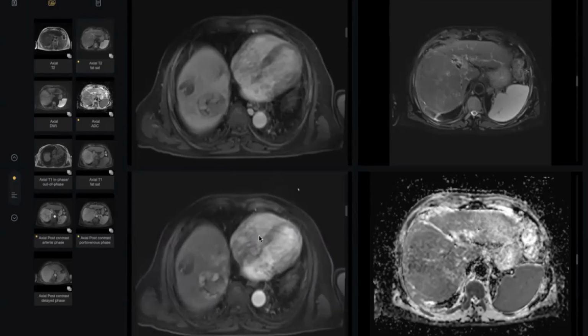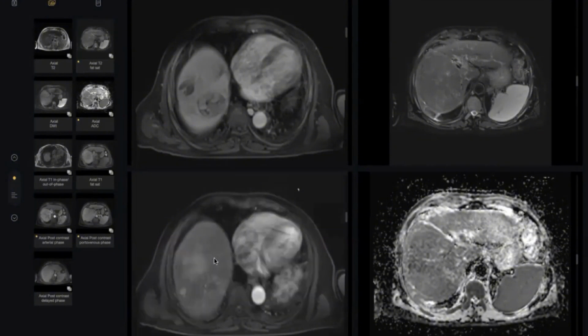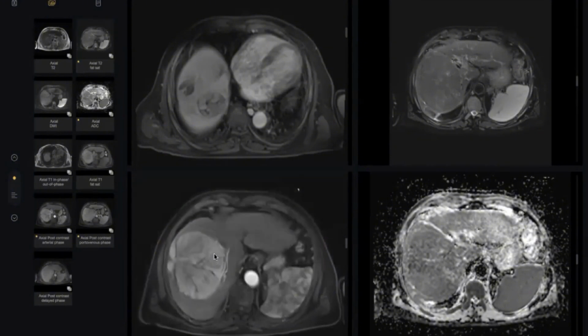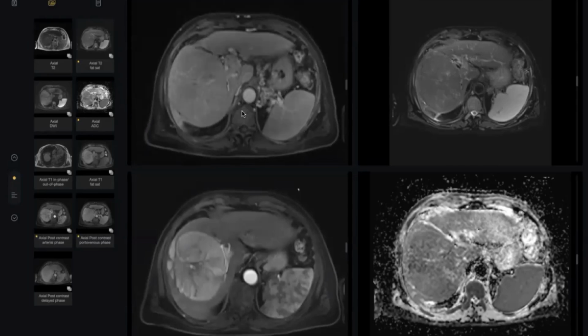Where is the more contrast? In the arterial, and less enhancement in the portovenous. So it is washout, although it's not less than the liver. Some of these lesions, I think the smaller lesions, are less enhanced than the liver. Yes. Look at the delayed.